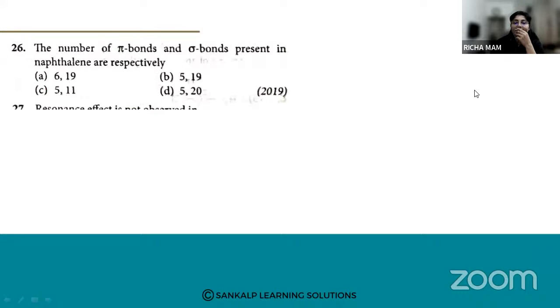The number of pi bonds and sigma bonds present in naphthalene are respectively. So, what is a sigma bond? What is a double bond? Very important. Before that, you need to know the naphthalene structure.